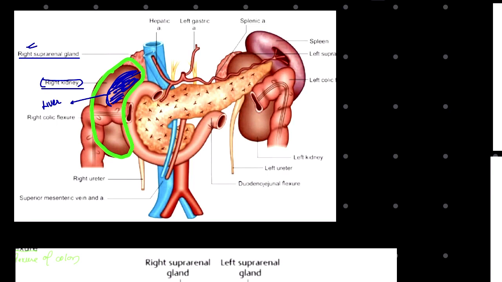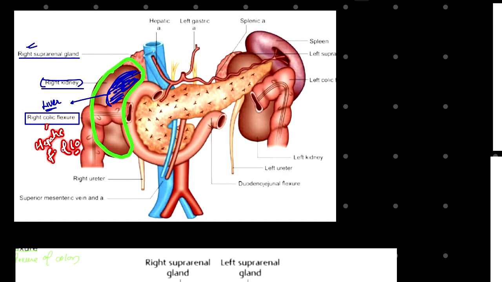Now here, another is our liver, in the anterior relation of right kidney. Moving further, you can see right here the right colic flexure. You can see the structures of large intestine right here. This right colic flexure is also called the hepatic flexure of colon, which is anteriorly in relation with the right kidney.